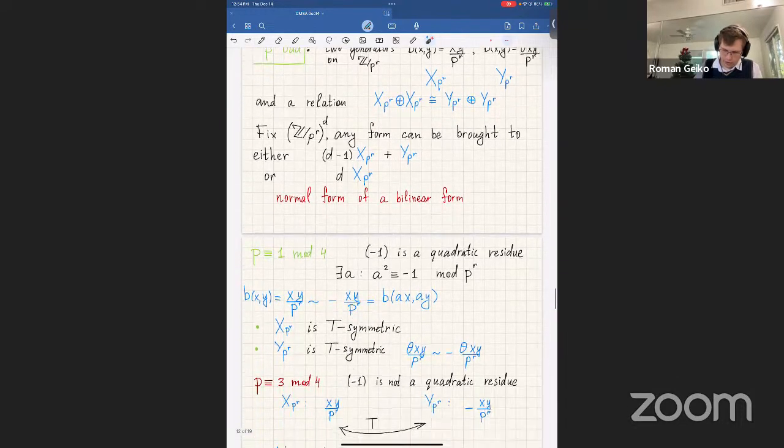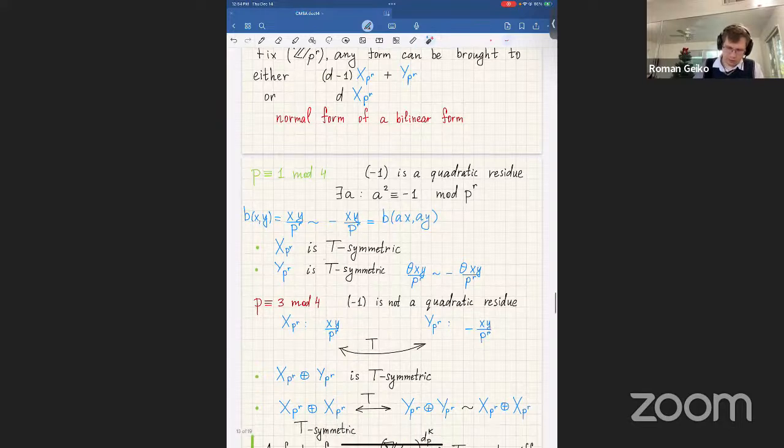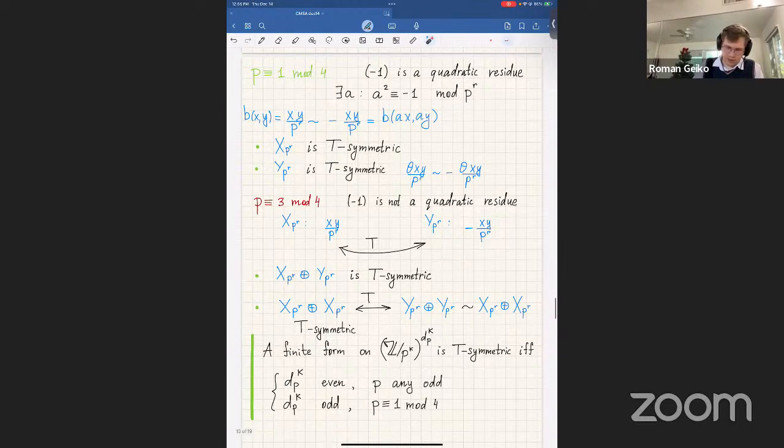And now, looking at this normal form, I analyze time reversal symmetry. First, if P is equivalent to 1 mod 4, then -1 is a quadratic residue mod P to the R. In other words, there is a number A that squares to -1 modulo P to the R. I use this number as an automorphism, so it's definitely invertible, and I just precompose my form with this number. Since it squares to -1, it gives me the isomorphism of the form xy and minus xy. And it works for both types of forms, of course. So if P is 1 mod 4, then literally any form is time reversal symmetric. This is nice.